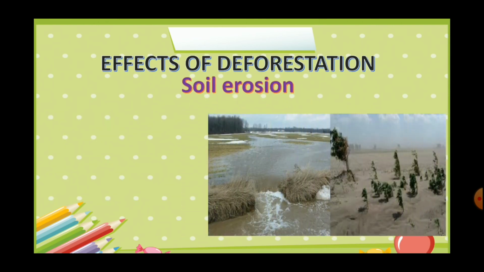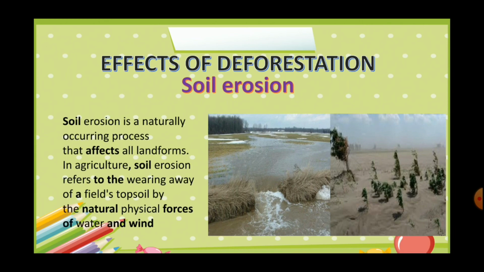Similarly, one effect is soil erosion. This is the loss of fertile topsoil. Soil erosion is a naturally occurring process that affects all landforms. In agriculture, soil erosion refers to the wearing away of field topsoil by the natural physical forces of water and wind. So the water or the wind removes the top fertile soil, which is essential for the growth of plants. And if that is removed, part of that land may become barren.